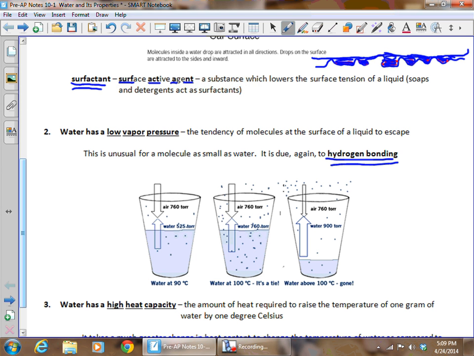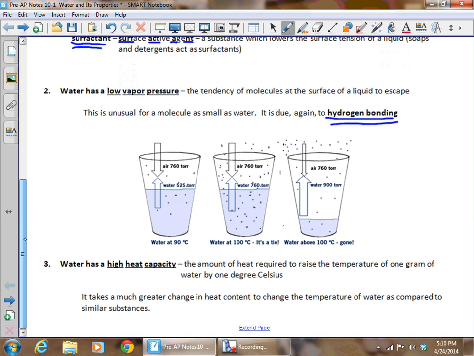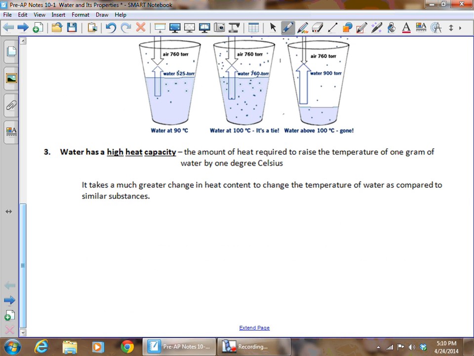As the water molecules are held by that hydrogen bonding, they just don't have a very high tendency to escape. Now, as you start heating up the water, you'll get those water molecules moving faster and faster, and eventually get to the point where they have enough energy to break those hydrogen bonds, and then they'll start escaping at a more rapid rate. But a low vapor pressure is another characteristic.